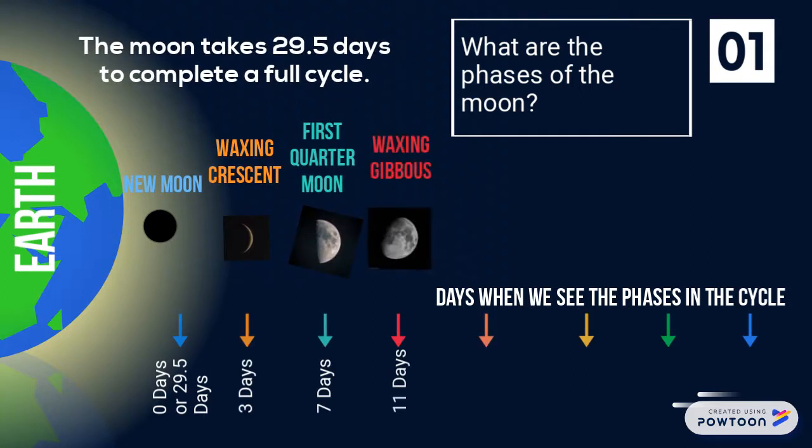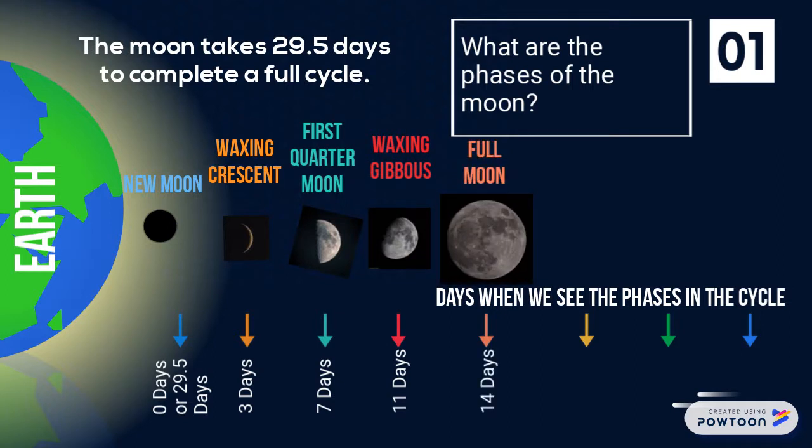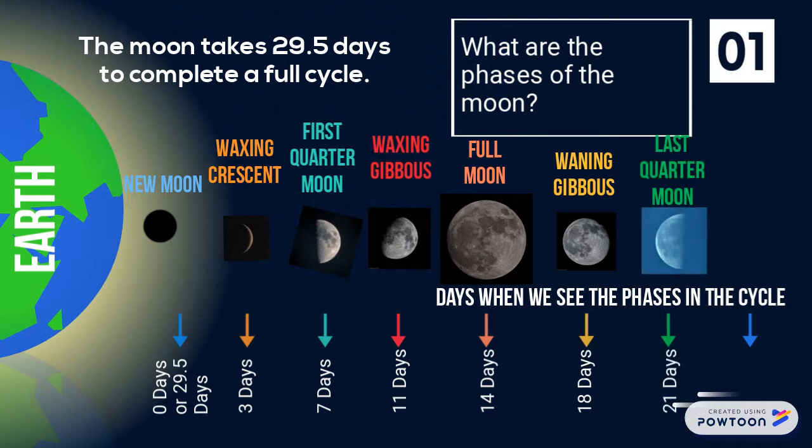First, there's new moon, then waxing crescent, then first quarter moon, then waxing gibbous. After that's full moon, then waning gibbous, then last quarter moon, and then waning crescent.